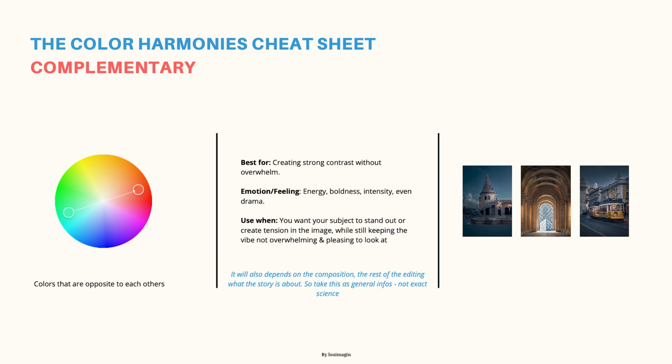The second one is complementary, and you probably know this one already. Those are colors that sit directly opposite to each other on the color wheel. Teal and orange is the one that we've heard about very much on social media at some point. This creates a strong contrast, but without overwhelming the image. The feeling is energy, boldness, intensity.